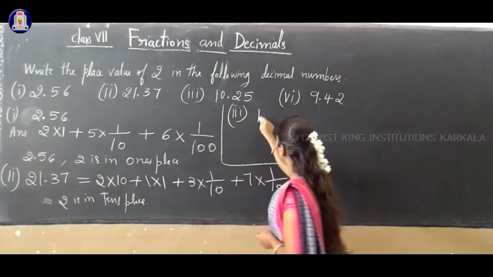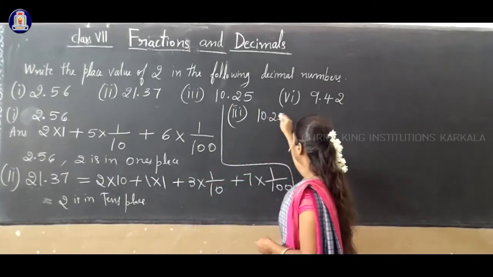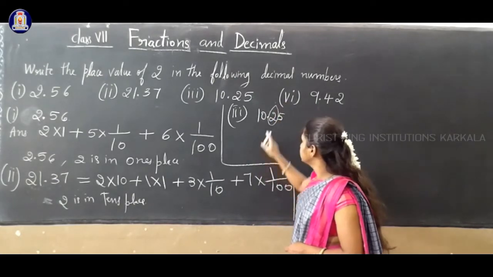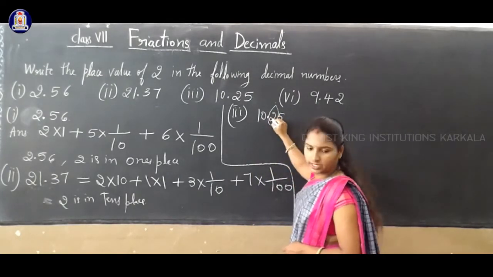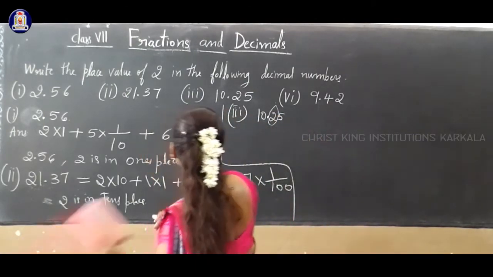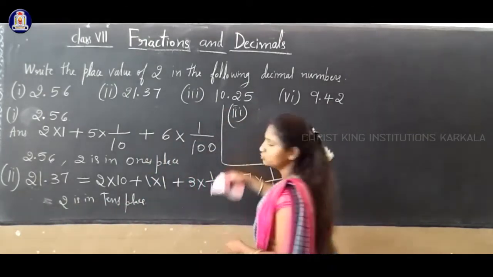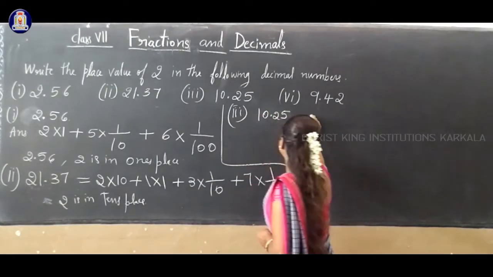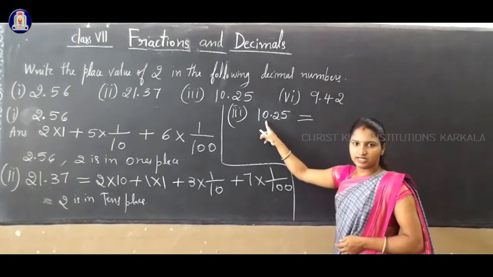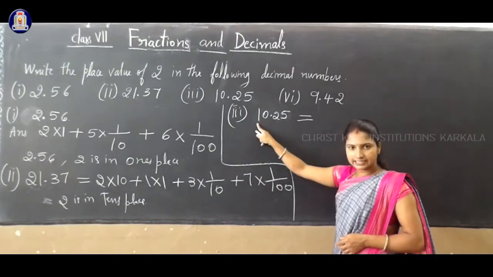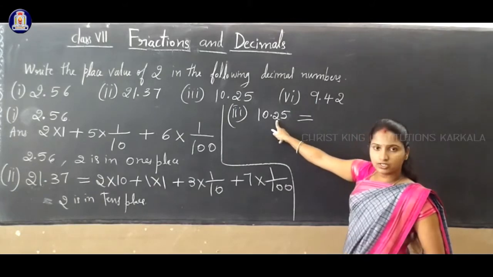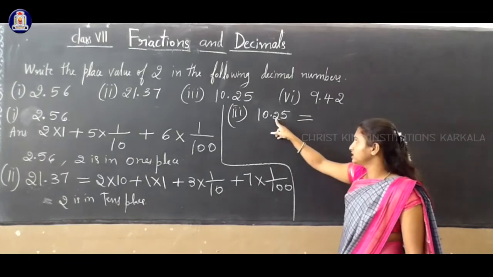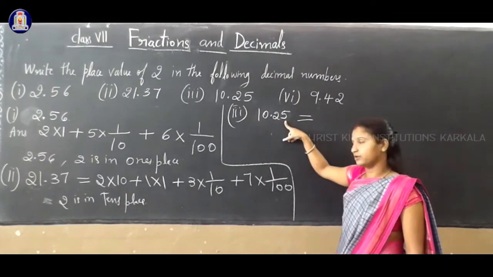The third one is 10.25. In this question, 2 is after the decimal point. Now we have to write the place value of 2. In 10.25, 0 is in ones place and 1 is in tens place, and here 2 is in tens place and 5 is in hundreds place. Clear?